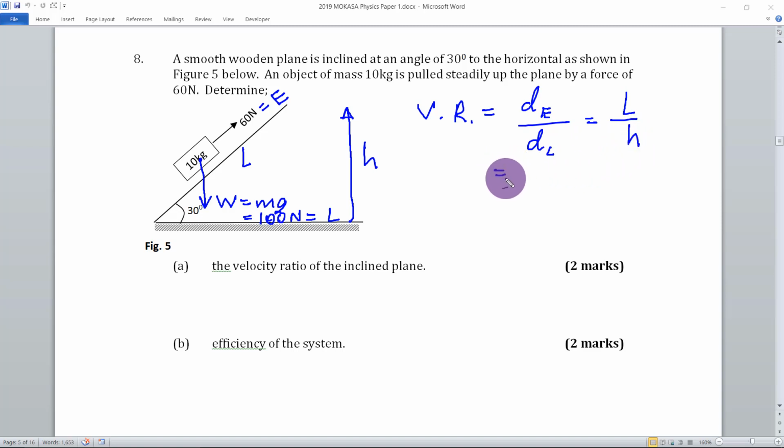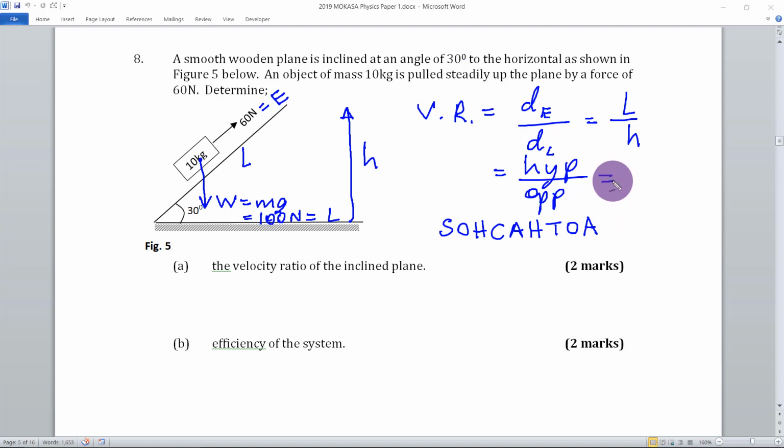And this appears to be the hypotenuse of this right-angled triangle divided by the opposite. When we divide the hypotenuse by the opposite, we remember this acronym, SOHCAHTOA. The sine of an angle is equal to the opposite over the hypotenuse. The cosine of an angle is equal to adjacent divided by the hypotenuse. The tangent of an angle is equal to the opposite over the adjacent. But here I have hypotenuse over the opposite. It is not opposite over the hypotenuse.